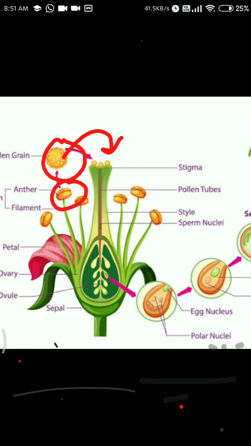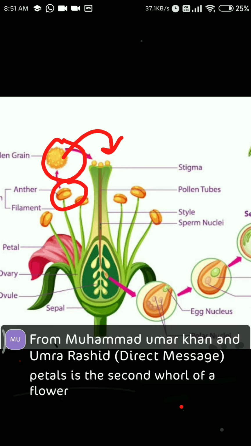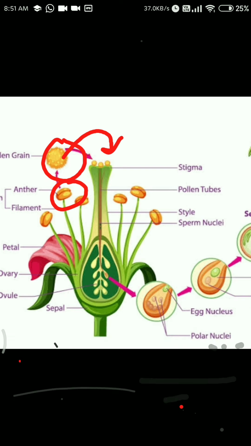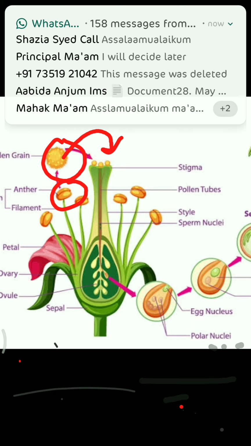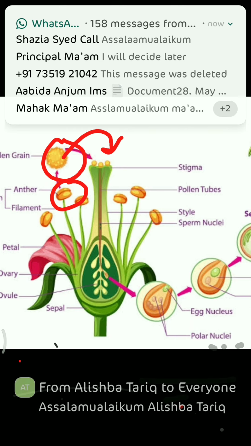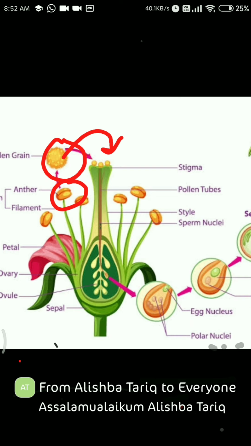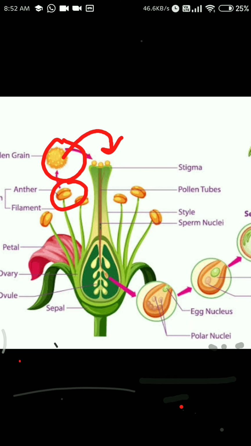Geitonogamy, allogamy or autogamy are the terms given to the same processes only, self pollination and cross pollination. They are the terms mentioned in higher classes, you can say in ninth or tenth, but right now I'll tell you these terms also. So basically the processes are self pollination and cross pollination, and those are their names.